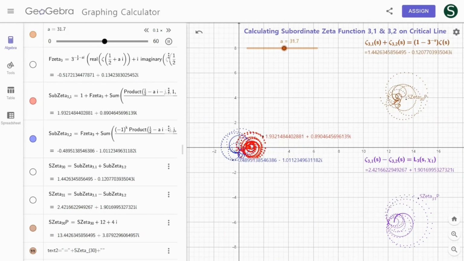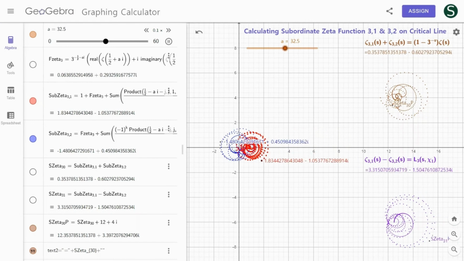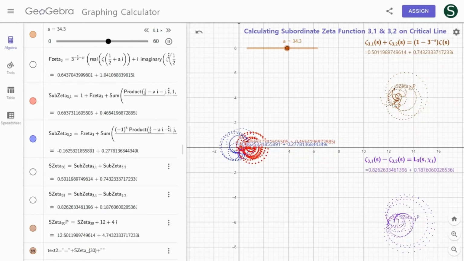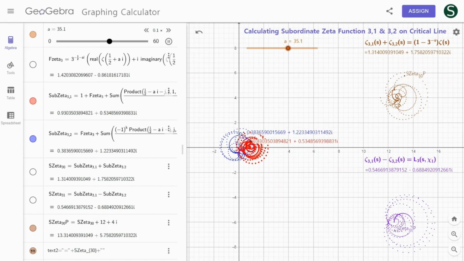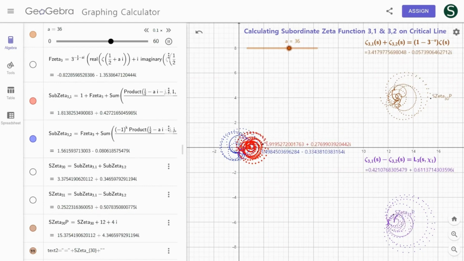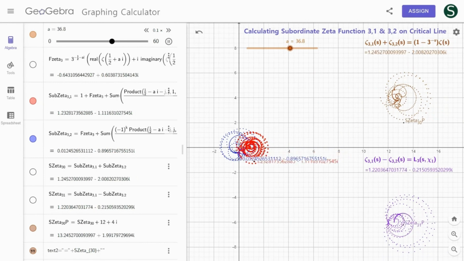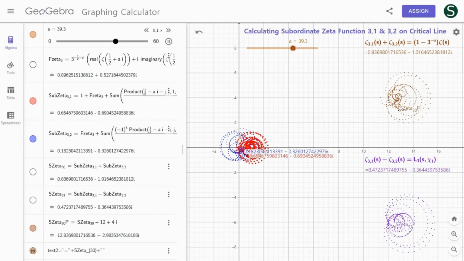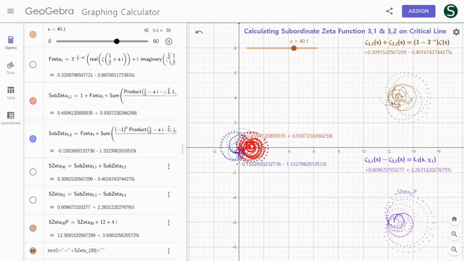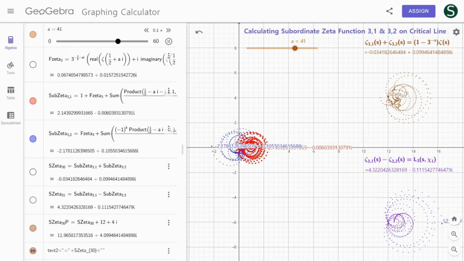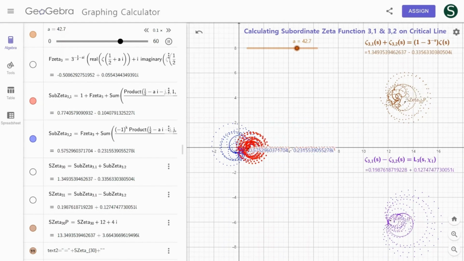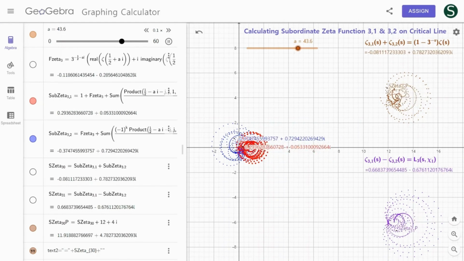The subordinate zeta functions 3, 1 and 3, 2 do not have zeros even if they go up along the critical line, and they are not symmetrical to each other. However, the symmetry of the subordinate zeta functions 3, 1 and 3, 2 makes non-trivial zeros. In addition, the symmetry of the subordinate eta function also makes non-trivial zeros of the extended L function by the eta function.